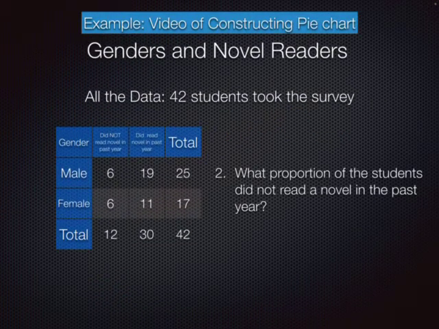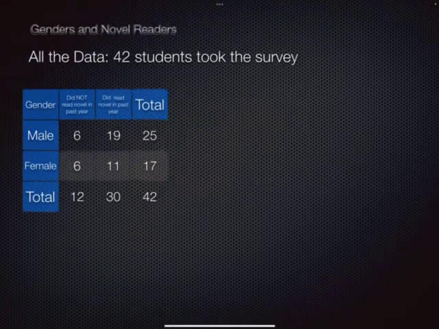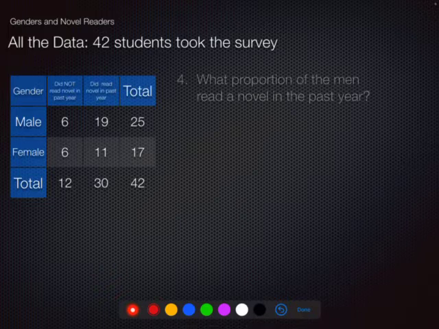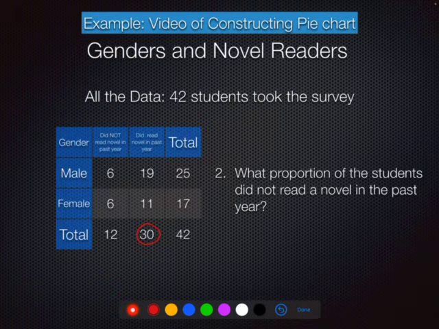Next question. What proportion of students did not read a novel in the past year? Well, we just looked at how many read last year. We want the ones who did not read. Oops. Let's go back here. There we go. The portion that did not read is 12 out of a total of 42. So 12 over 42.